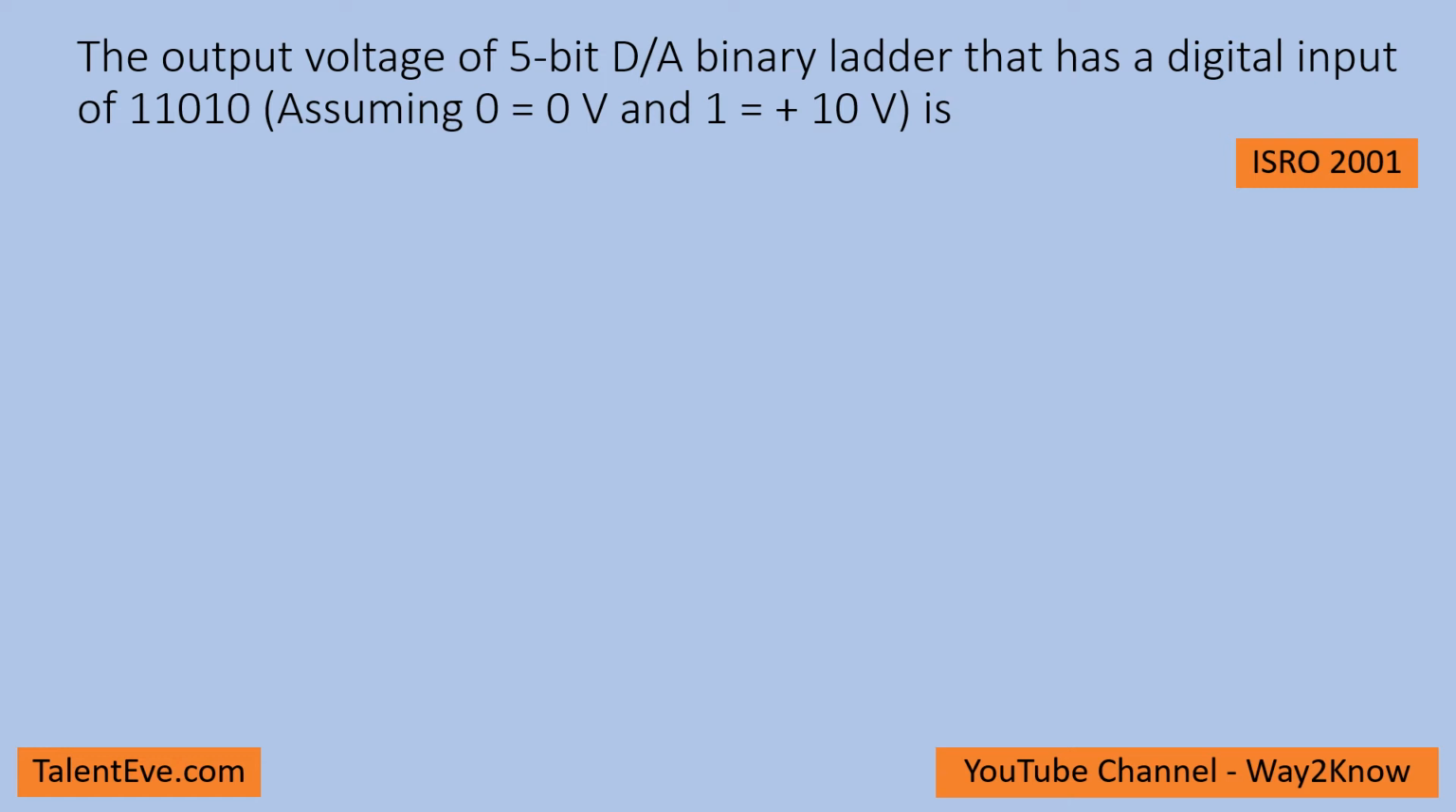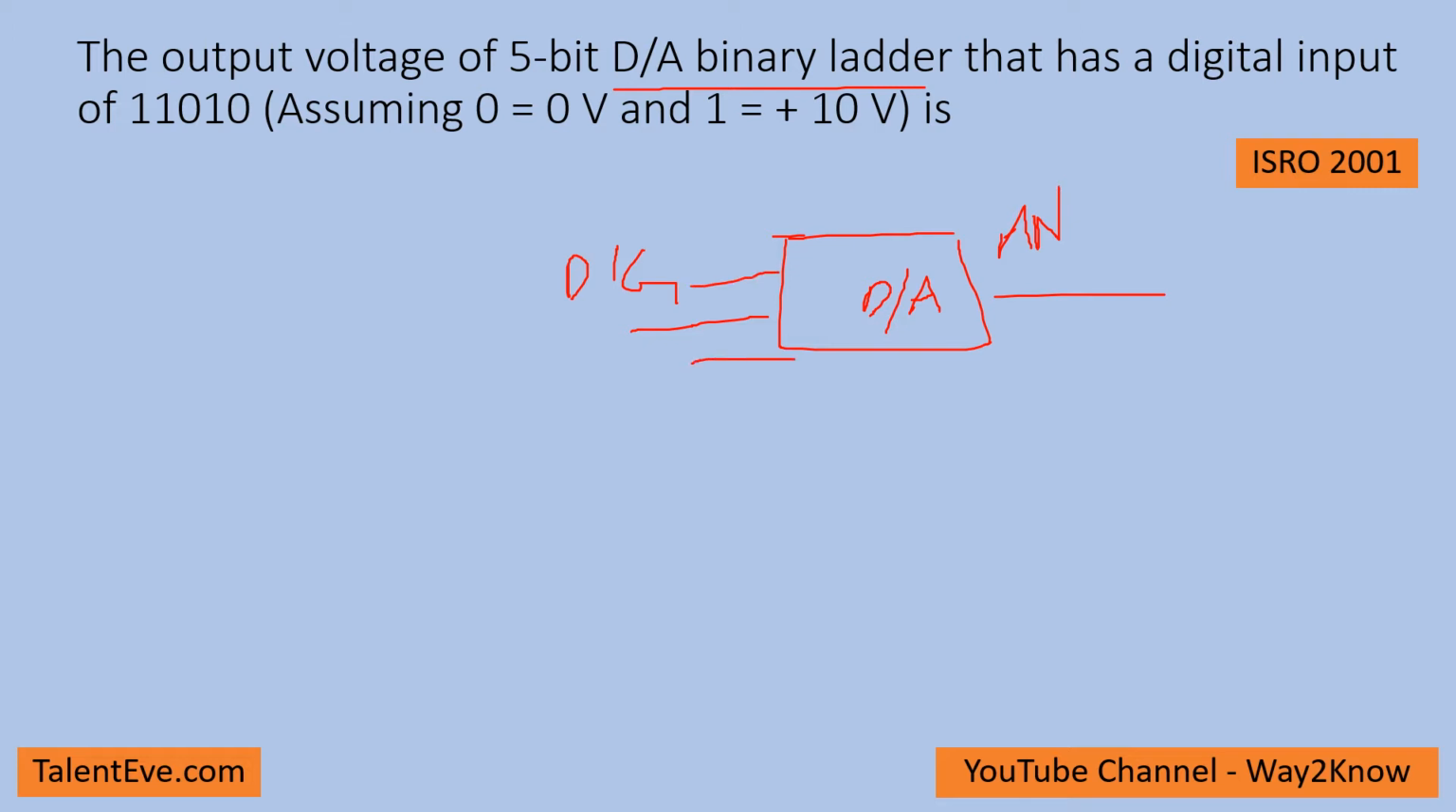Hello, let us see how to solve this particular problem. So basically what is given is a digital to analog binary ladder, which is D by A, where the input is digital and you get an analog output. This is a 5-bit one.